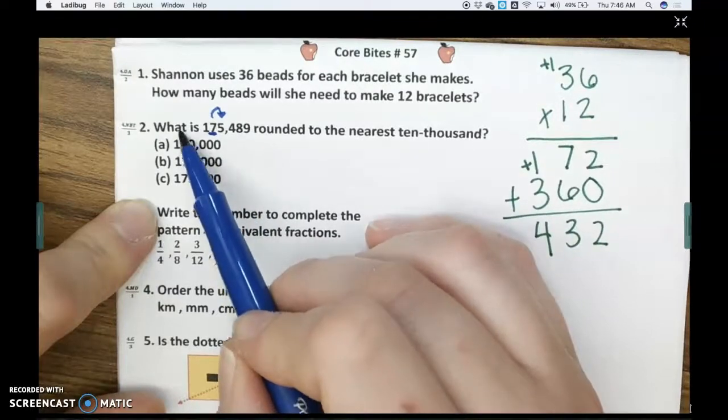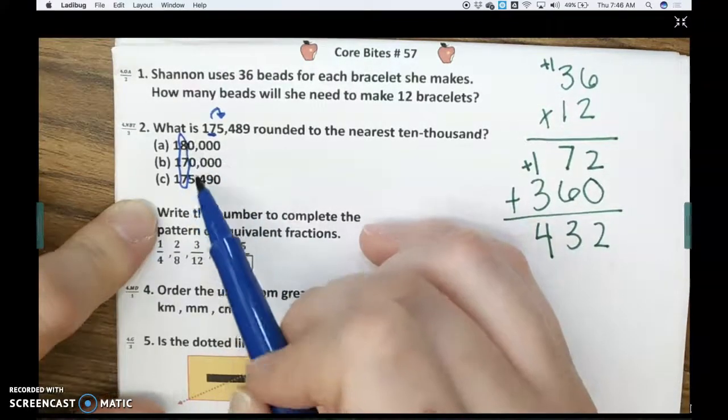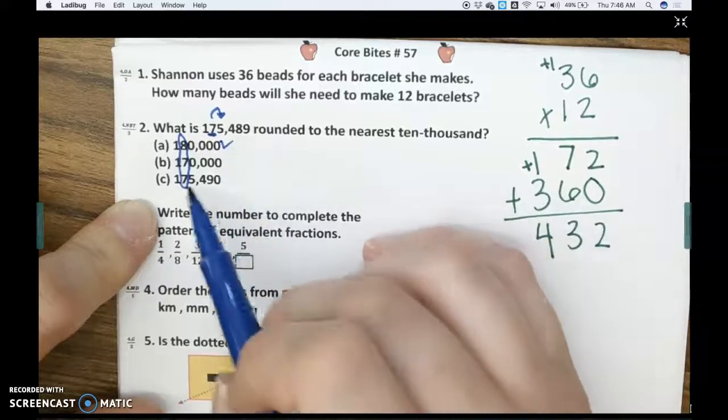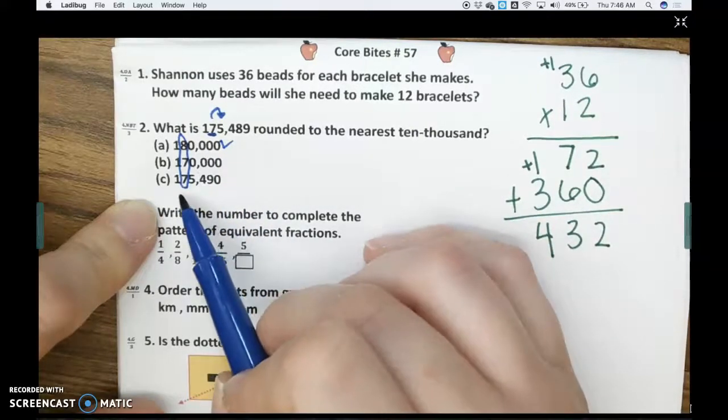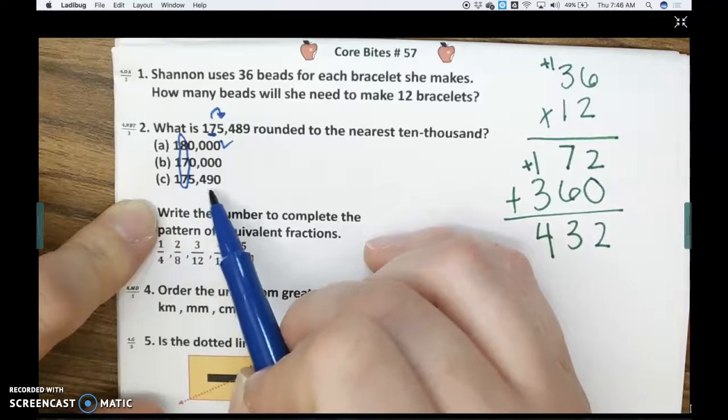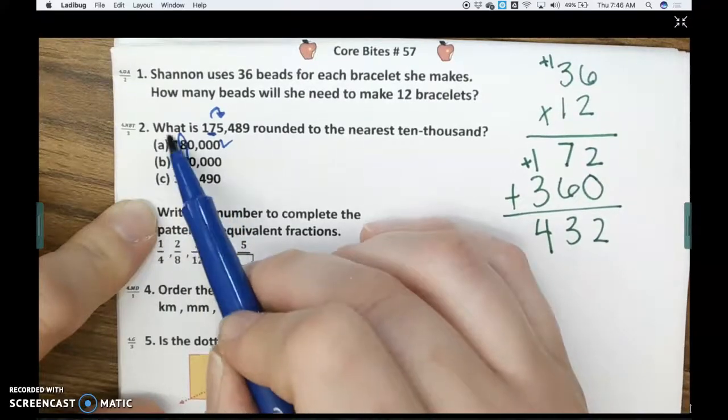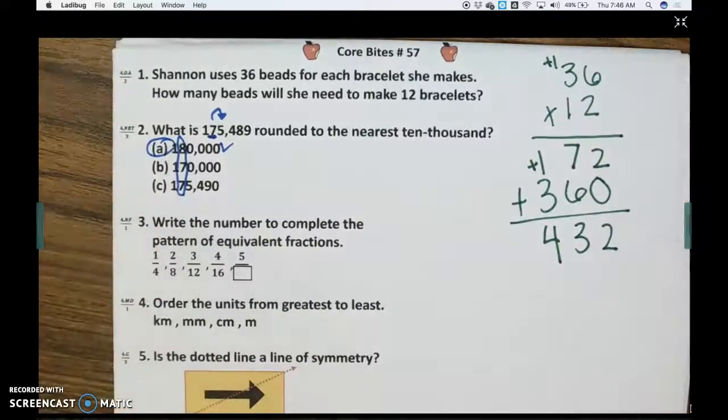So the only one, guys, with these answers that works would be A. Because here they rounded down. Here they didn't even round it, really. They only rounded the ones place. So your best answer is going to be 180,000.